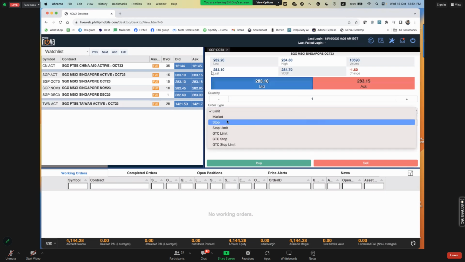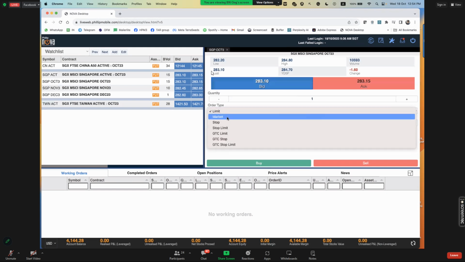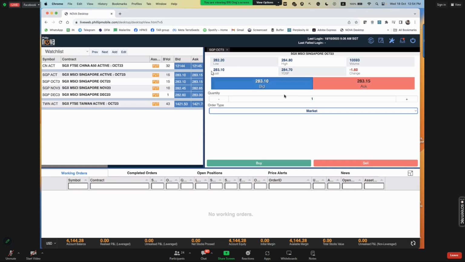What is the meaning of market order? Market order means do it right now. So when you key in a market order, you just choose either bid or ask, right? You just choose either buy or sell, and then they will just key in the order for you right now. So no queuing, nothing, just market order.